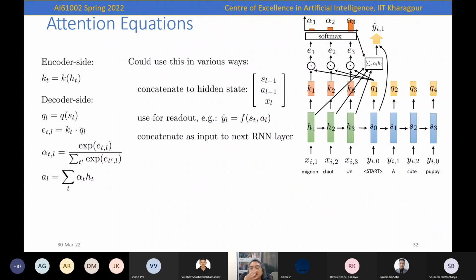So to summarize, these are the attention equations. On the encoder side, we have KT is K of HT. On the decoder side, we have QL equal to Q of SL. Then the score ETL is KT dot QL. Alpha TL is obtained by softmax from the ETL sequence. And then AL, the context vector for the Lth decoder state, is obtained by this summation. This context vector can be used to generate the next hidden state, and it also could be used to generate the output.